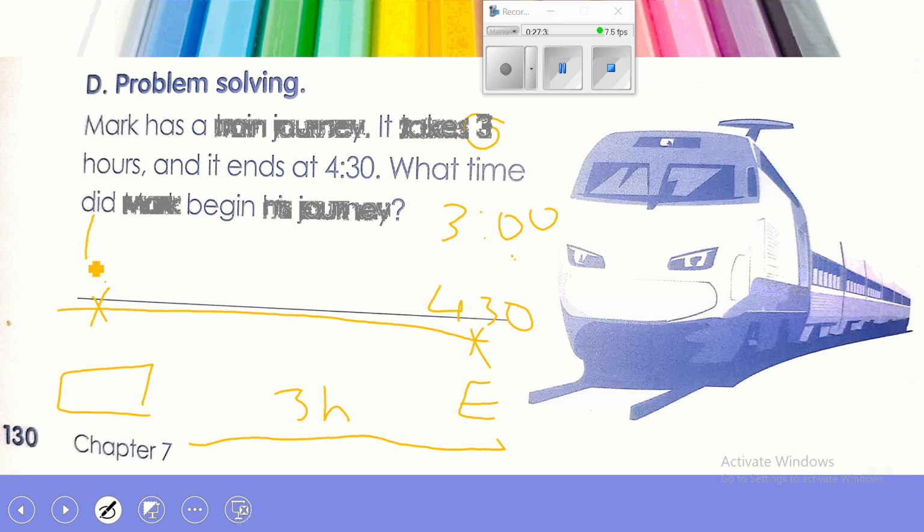Excellent. And how many minutes do I still have? 30 minutes. Yes, I know it's a little bit hard because you can't imagine it without a real analog clock and moving the hands. But remember, it's just about adding and subtracting. Here I'm subtracting 3 hours. So 4 minus 3 is 1. 30 minus 0 is 30. So I just move before. 3 hours will be 1 and 30 minutes.